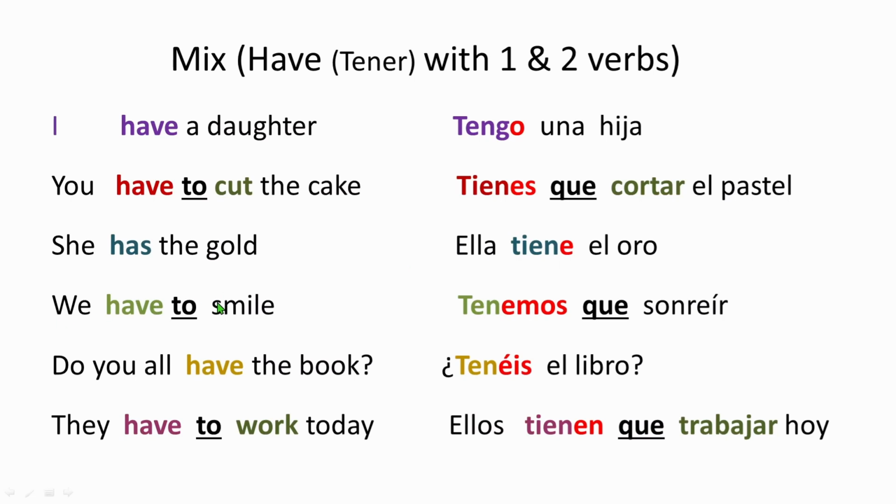We have to smile. Tenemos que sonreír. Tenemos, we have, okay, que sonreír. Smile, sonreír. Do you all have the book? ¿Tenéis el libro? Tenéis is you all have. They have to work today. Ellos tienen que trabajar hoy.